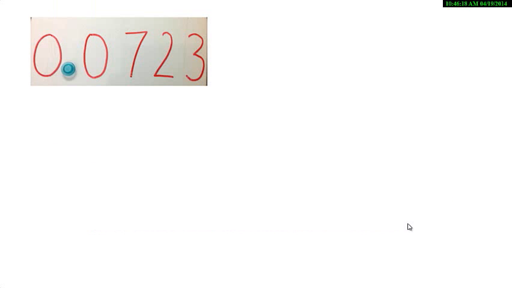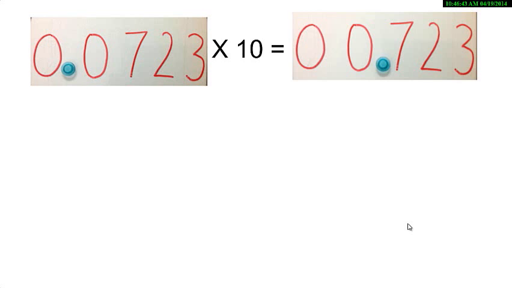Now, write 0.0723 on your board and keep the magnet as the decimal point. Make sure you have provided some space between the numbers. If I multiply 0.0723 by 10, then how does the decimal point move? The decimal will move one place to the right.